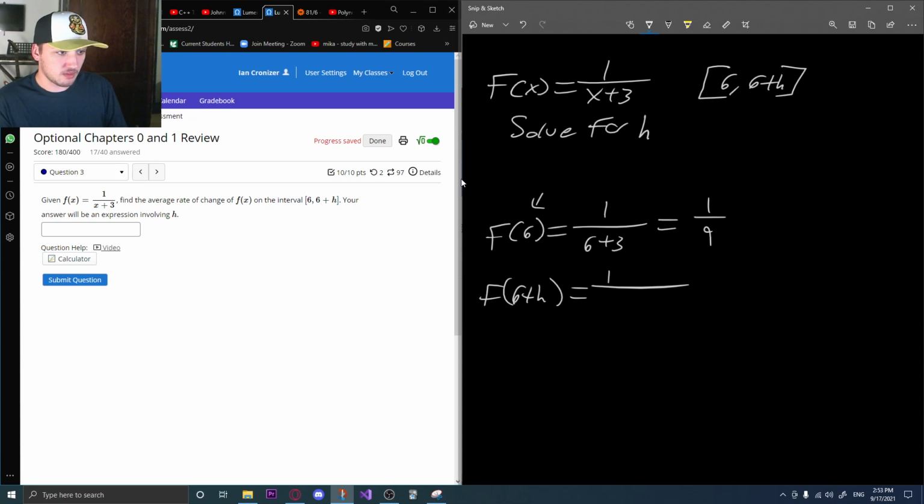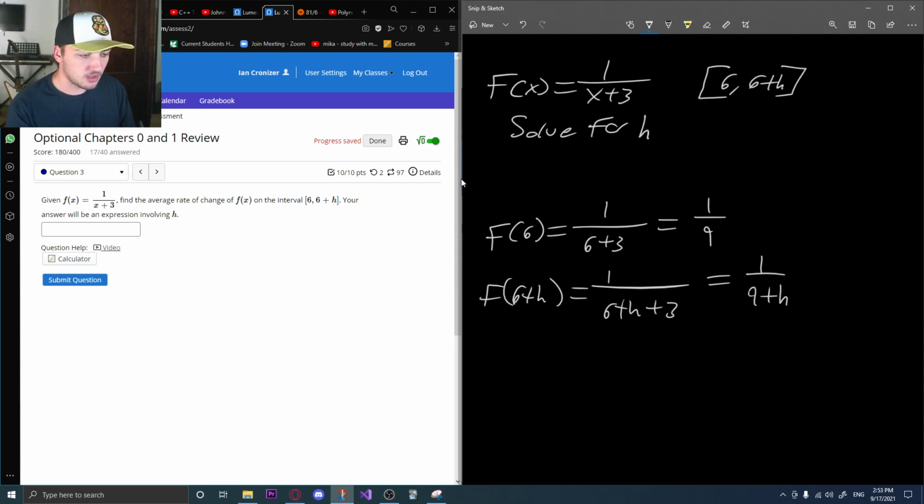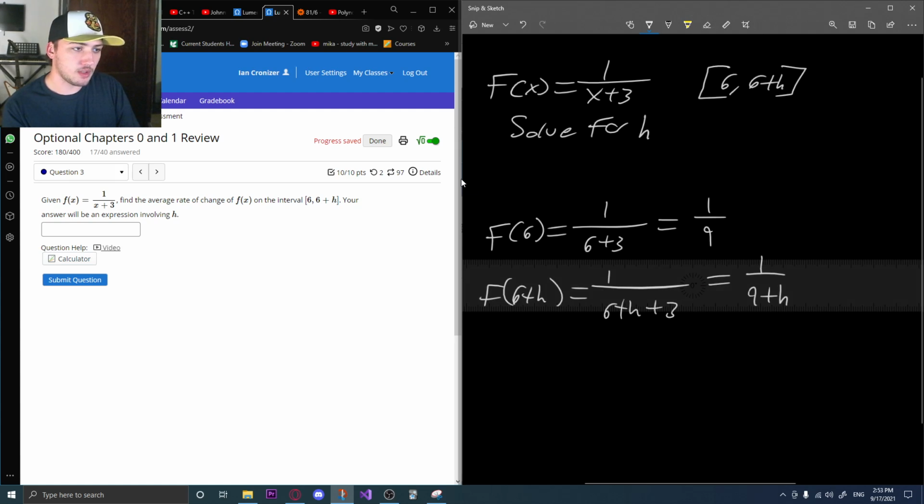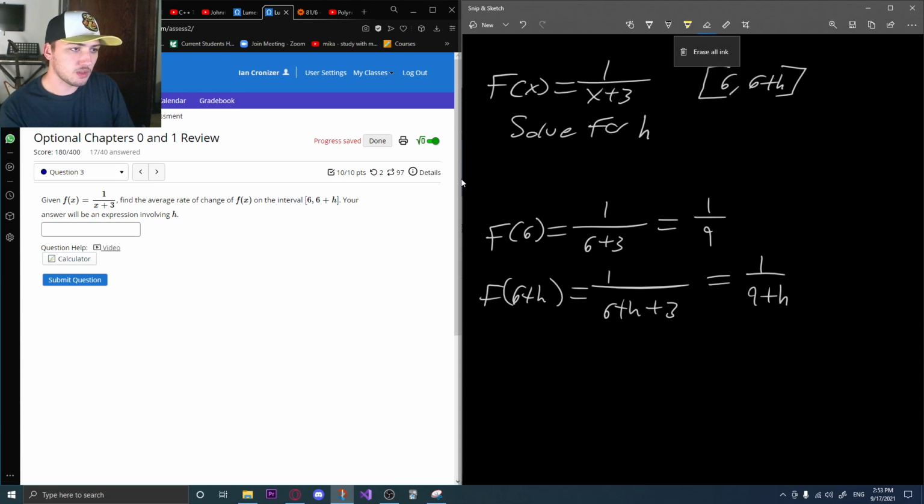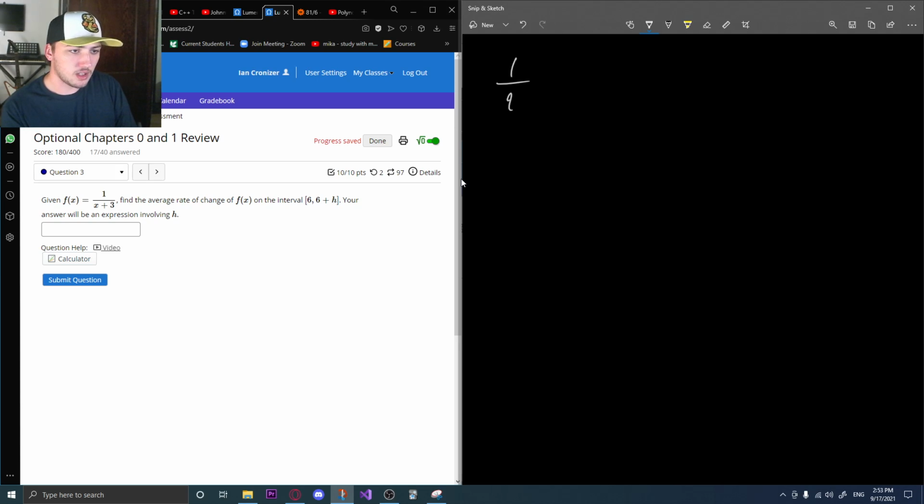Because this looks like an input, output, you know, like x and y, something like that. So let's keep on doing this and hopefully it comes right somehow, eventually. 6 plus h plus 3, that would equal 1 over 9 plus h. Okay. Average rate of change. Okay. So 1 over 9 and 1 over 9 plus h.